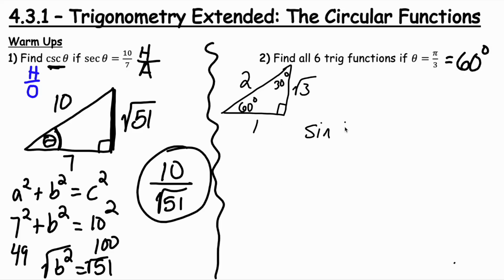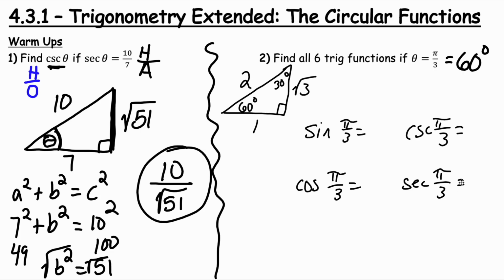So sine of pi over 3. And then I like to group these together with their reciprocals. So cosecant of pi over 3. Once I find sine, I can just do the reciprocal and get cosecant. Cosine of pi over 3, and its reciprocal is secant. So secant of pi over 3. And then lastly, tangent of pi over 3, and its reciprocal, cotangent of pi over 3.